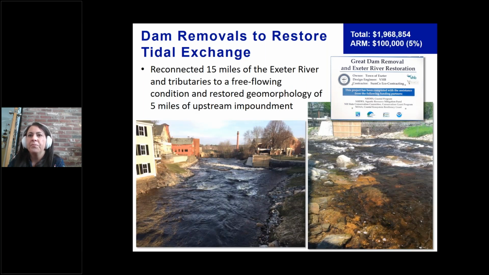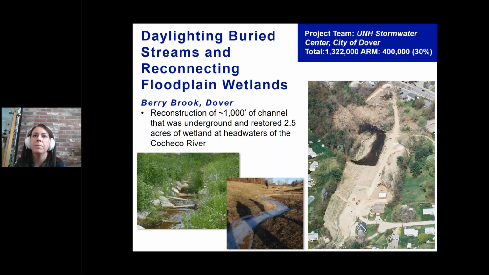So this was a large partnership. You can see the partners in the right-hand corner there: the coastal program, NOAA, Fish and Game, and then the ARM provided a small amount of funding compared to how much this project cost. But this project with the dam removal was able to reconnect 15 miles of the Exeter River and the tributaries upstream of where this dam was. And it restored 5 miles of an upstream impoundment back to a free-flowing stream system. The picture in the lower right, you can't really see it too clearly, but all those little black things in the water, those are the herring that are now able to make it up the stream during their migrations.